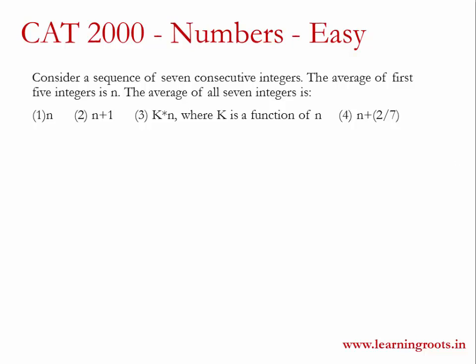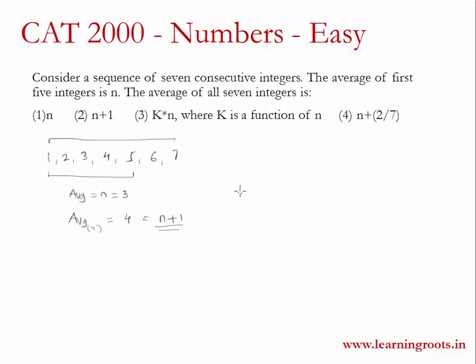So if I am assuming that these are the first 7 natural numbers, I will get the numbers as 1, 2, 3, 4, 5, 6 and 7. So what they are saying is the average of first 5 integers is n. So the first 5 integers, which is 1 to 5, the average of this will be n, which is nothing but 3. Now the average of all 7 integers will be what? See, all 7 integers is this and the central value of that is 4. So average of 7 will be 4, which can also be written as n plus 1. So I know that my answer is n plus 1.